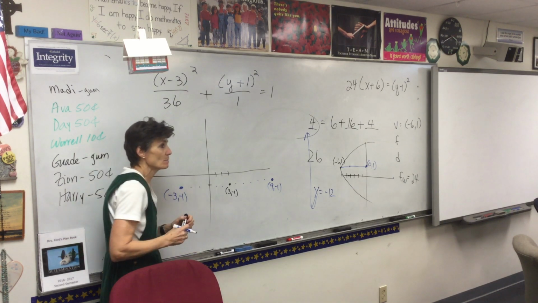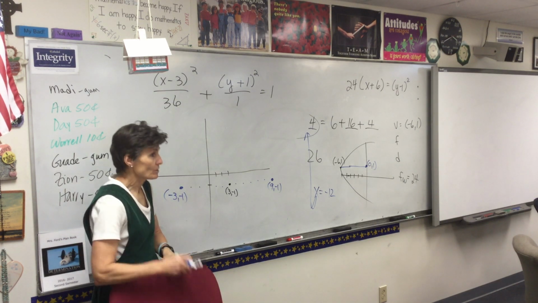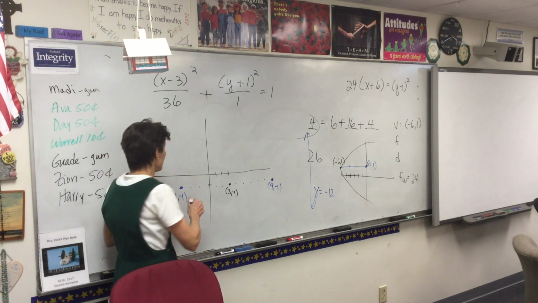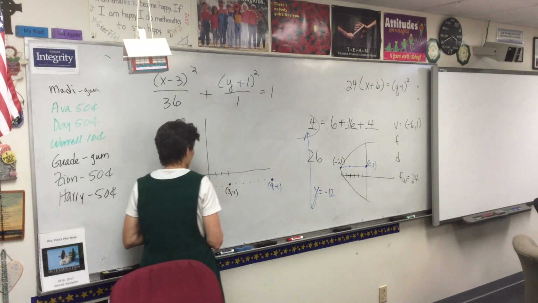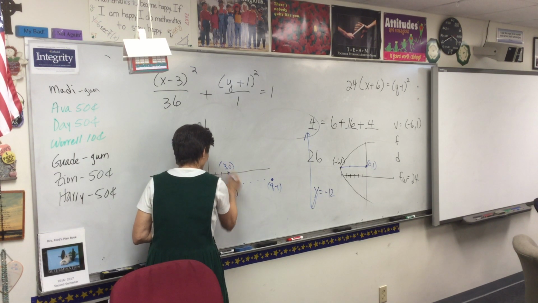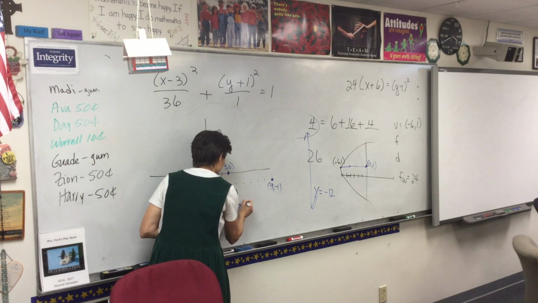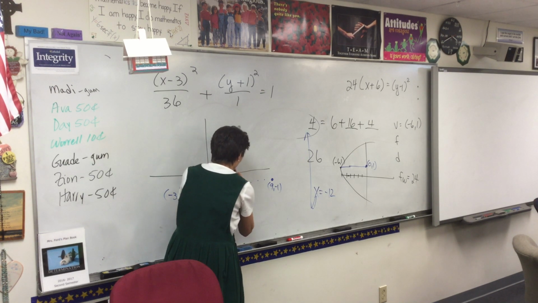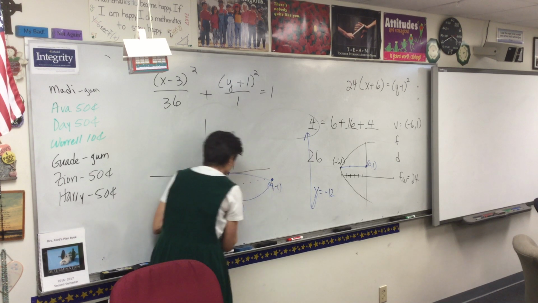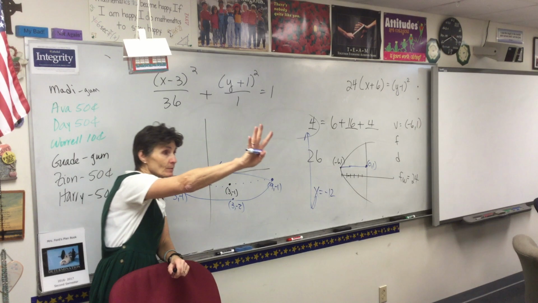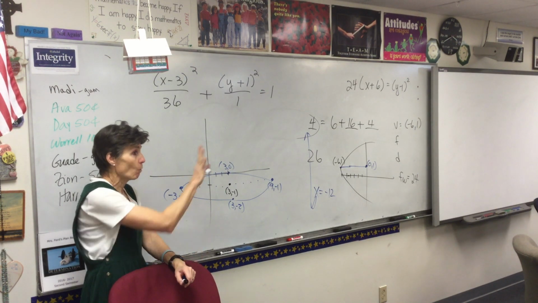Is that okay? So in the blank called vertices, you got 2 points so far, but you actually need 4, because now we're going to go up and down 1. So this is 3, 0, and this is 3, -2. Those points, excuse me, are your vertices. How many are there? 4.